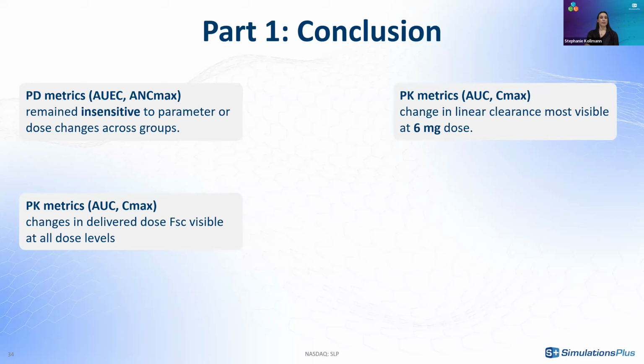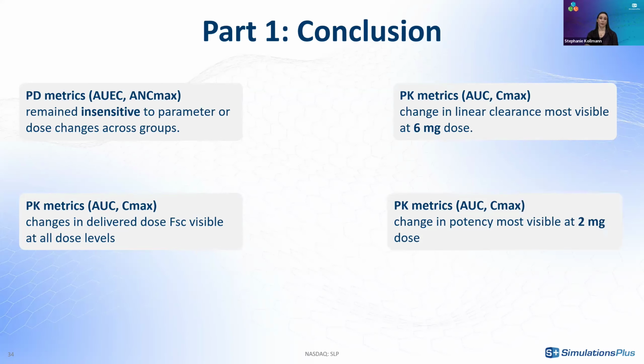Next, for linear clearance, the change in linear clearance is most visible at the 6 milligram dose. So at that dose, the linear clearance contribution is no longer negligible. So small clearance differences translate into measurable changes in overall exposure. And that's exactly the kind of clinically relevant PK differences a biosimilarity study should be powered to detect, especially at the therapeutic dose.